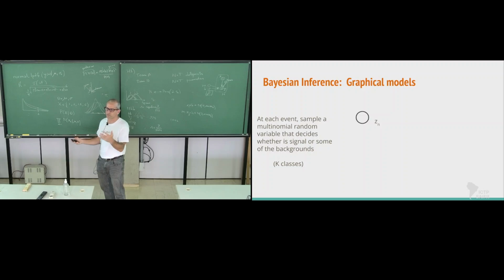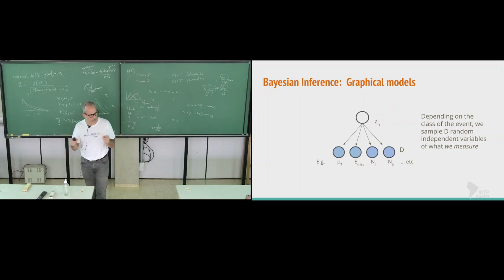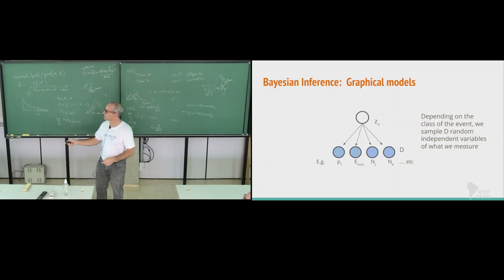You have random variables. At each event, you sample one random variable from a multinomial distribution. A multinomial can have a few slots: one is signal, one is each of the other backgrounds, and it has an outcome. We do not observe that outcome. This is why the circle is empty. But this outcome is going to affect things that we observe. In this case, it will be transverse momentum, missing energy, number of jets, number of B.